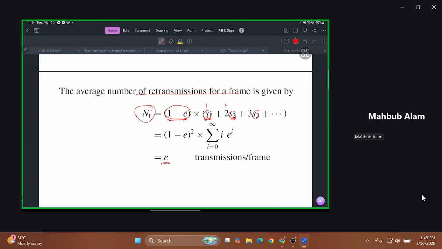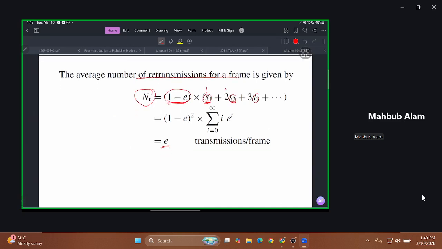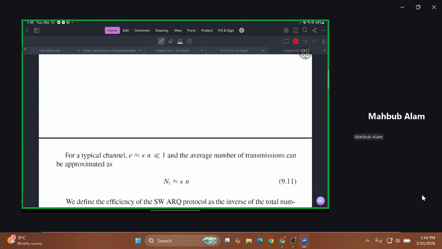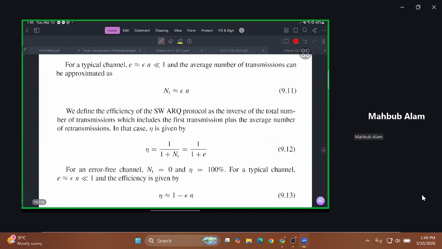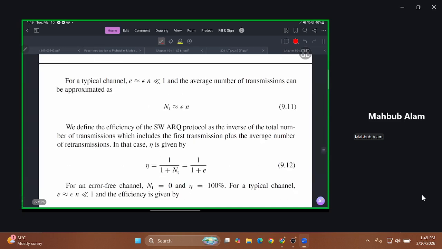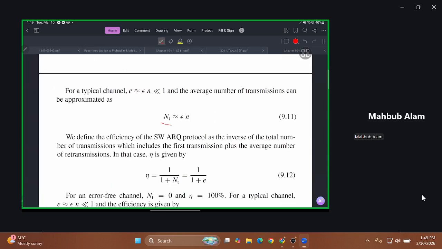N sub T becomes E. And once we have T, then the average number of transmissions can be approximated by this way. We discussed this one earlier. And this point N is approximately En instead of that formula 1 minus e to n minus 1. Then the efficiency is this one.